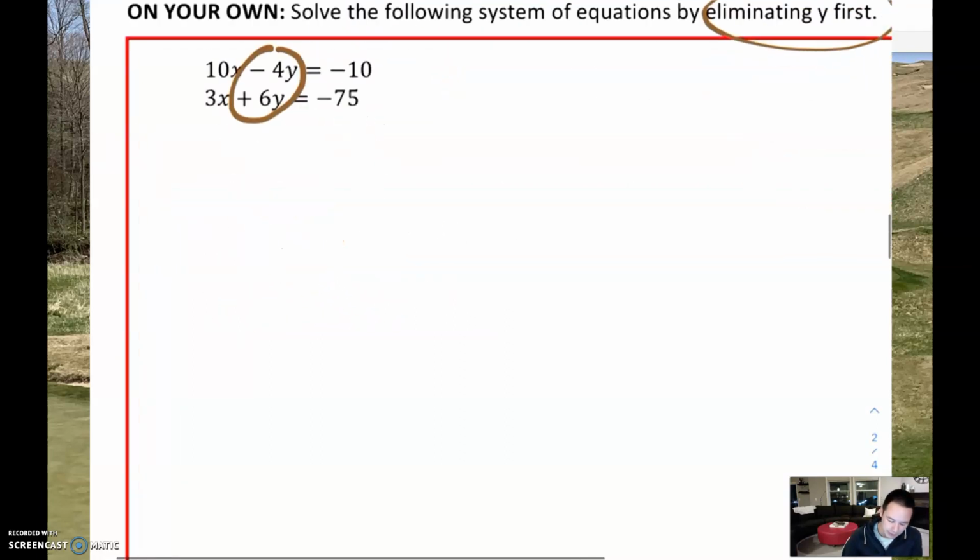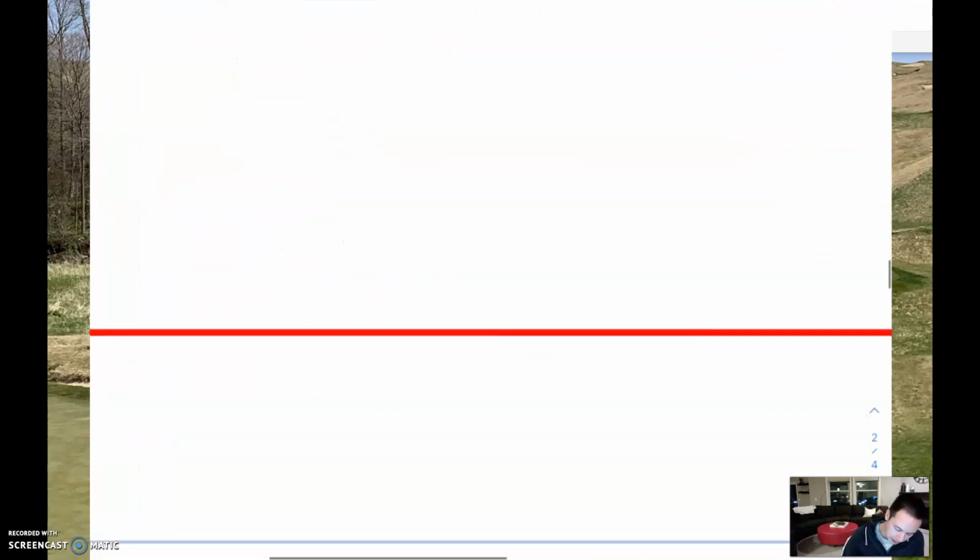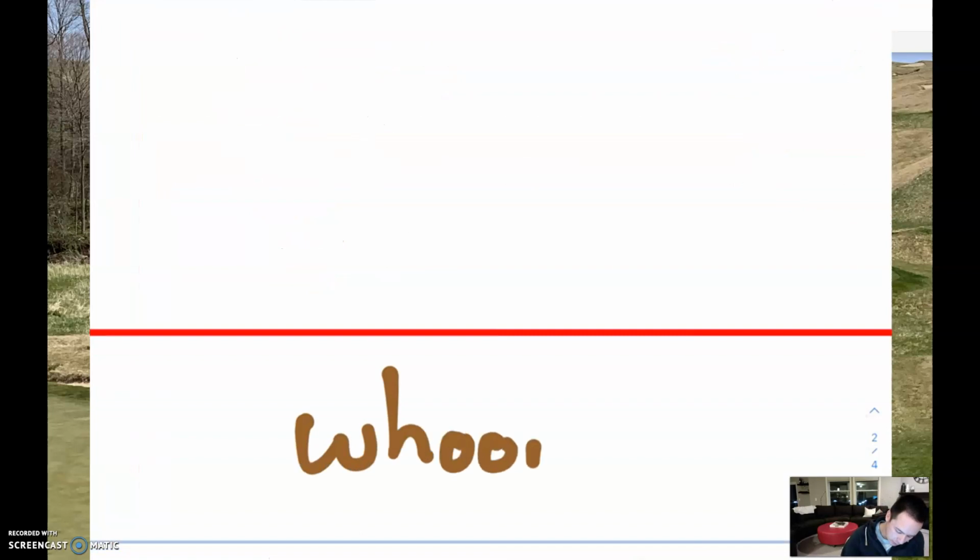For this week, your password is going to be whoopee. It means you're happy. You say whoopee because you're done with this assignment. So there's your password for this one.